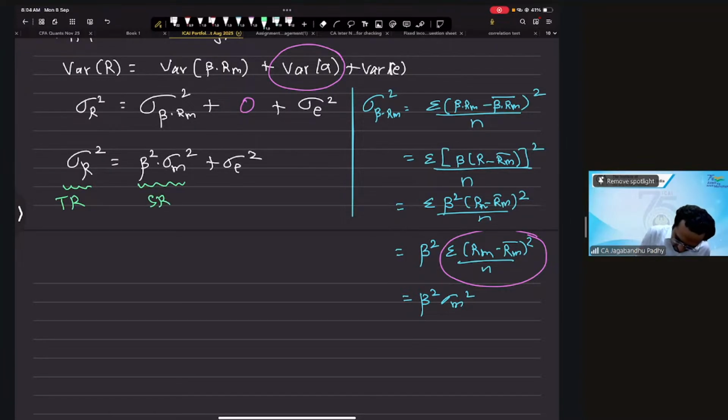This is the systematic risk. And this is the unsystematic risk. So whatever variance we calculate, that's the total risk. Whatever beta square into variance of market we calculate, that's systematic risk. And the variance of error term is unsystematic risk.